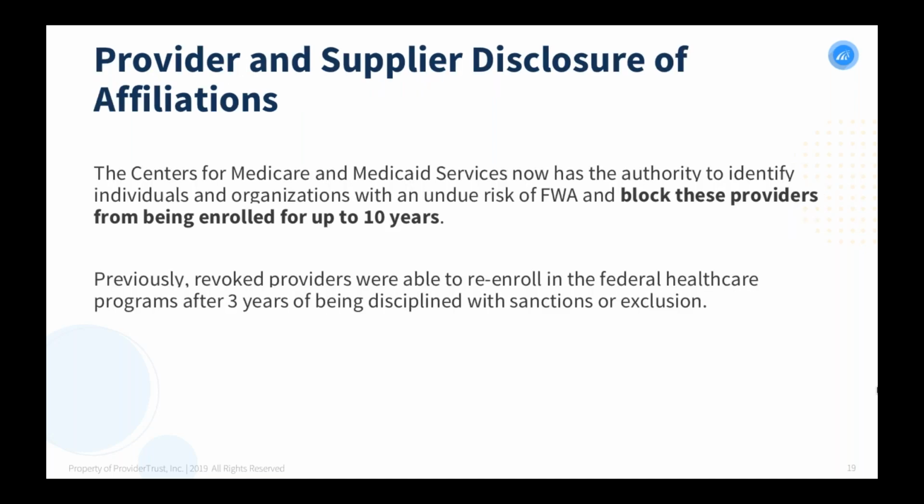So the provider and supplier disclosure, now they're putting the onus on you to disclose certain things that otherwise they were assuming were going to be put down in the enrollment form 855, but really isn't coming to them that way. So CMS now, or as of November 4th, will have the authority to identify individuals and organizations with an undue risk of fraud, waste, and abuse, and then they're going to block them from getting enrolled for up to 10 years.